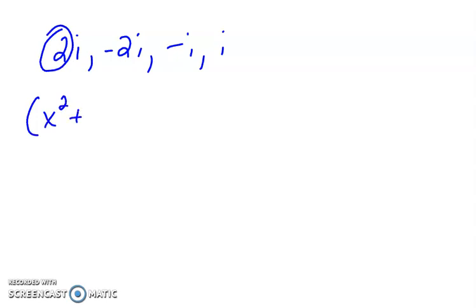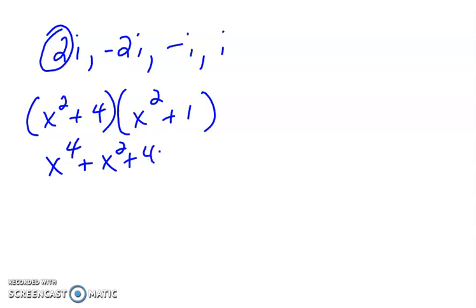let's start with a page again. We got 2i, negative 2i, negative i, and i. So given that we have the 2, the factor will become x squared plus 2 squared, which is 4. So x squared plus 4. That's understood to be 1, so that will become x squared plus 1. And then we can multiply these two. You get x to the 4th plus x squared plus 4x squared plus 4. So it's x to the 4th plus 5x squared plus 4.